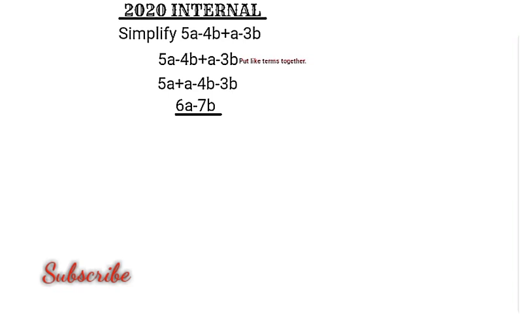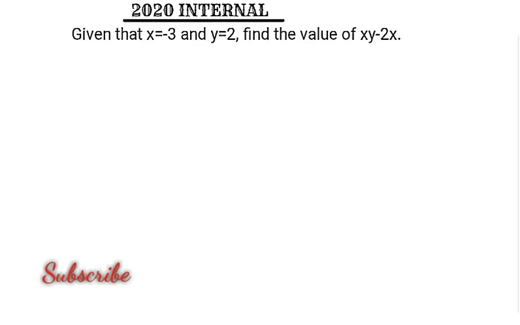We are still under 2020 internal, so we're going to go to the third question in that paper. Given that x is equal to negative 3 and y is equal to 2, find the value of xy − 2x. I'm going to write that expression given, where we replace the values of x and y.